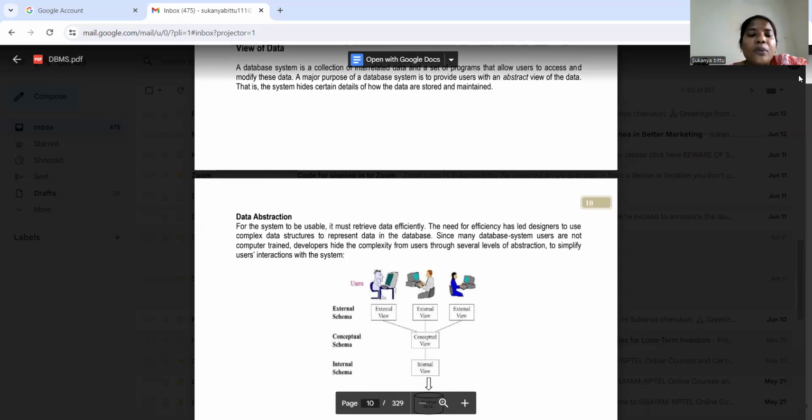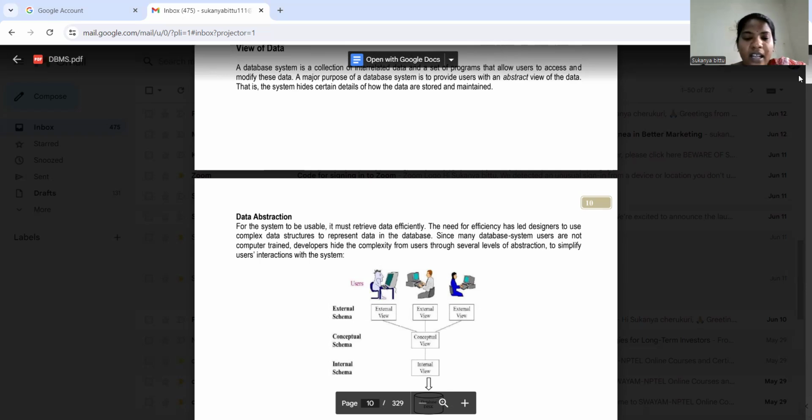For the system to be usable, it must retrieve the data efficiently. And the need for efficiency has led designers to use complex data structures to represent data in the database. Since many database system users are not computer-trained, developers hide complexity from the users through several levels of abstraction to simplify the user interaction with the system.